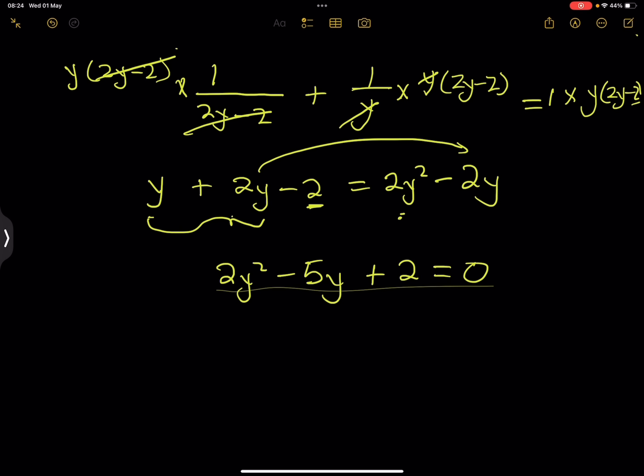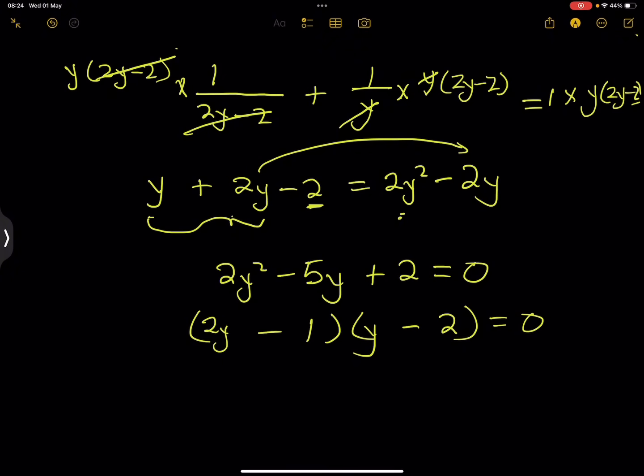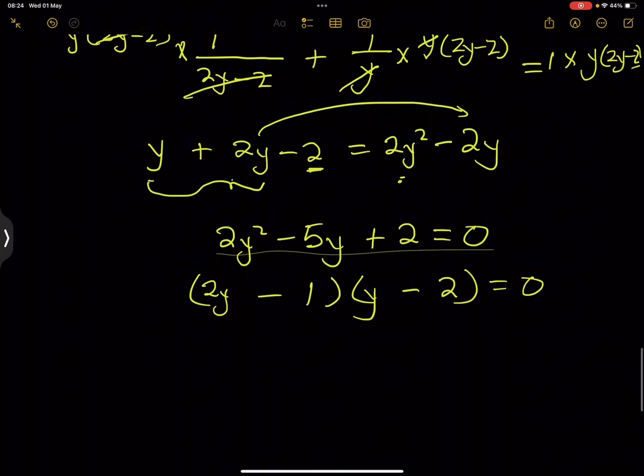Right, so can we factorize this? Absolutely. So that means I've got 2y and y here, and I will have 2 and 1 over there. Note in this case, I want both of them to give me 5. So that will definitely do the trick. So what's our solution? y is equal to 1 over 2, or y is equal to 2.